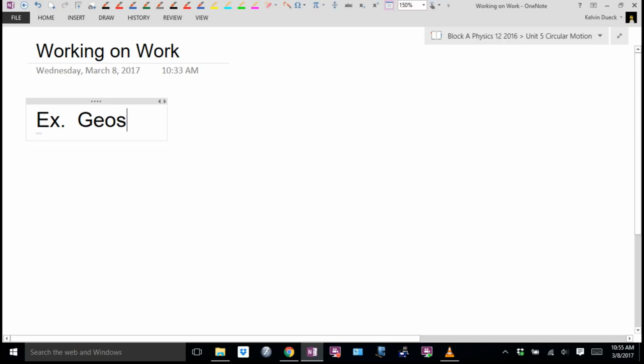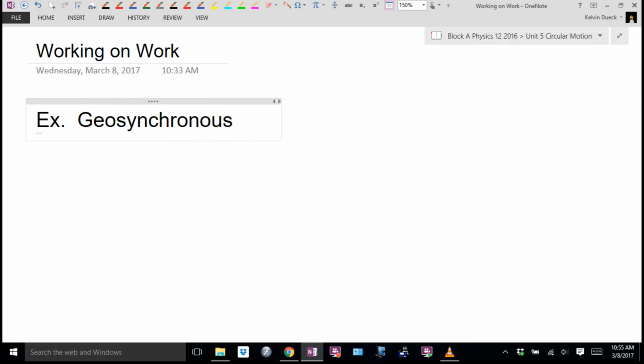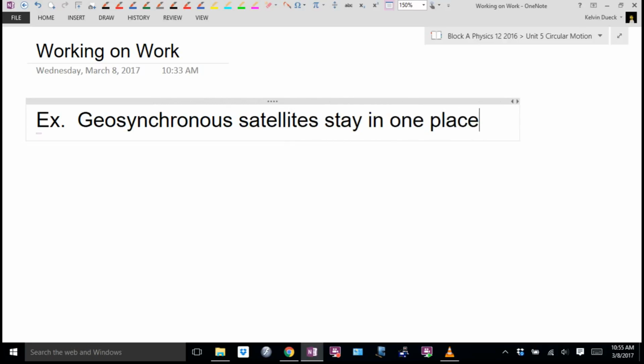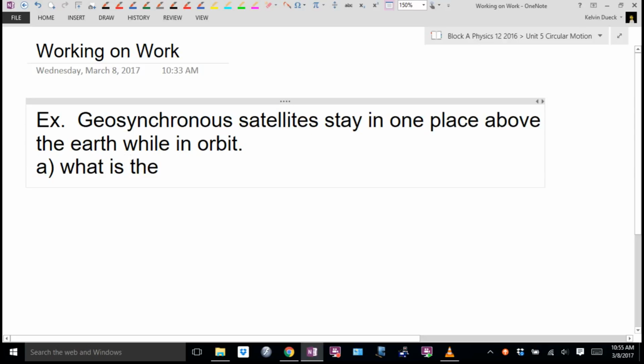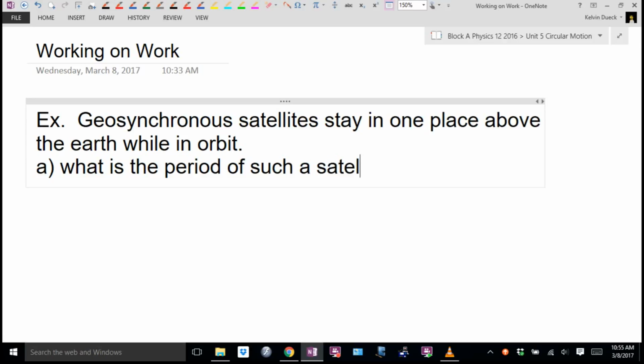This was in the homework, but we're going to talk about it. Geosynchronous, I think that's spelled right. There you go. Satellites stay in one place above the Earth while in orbit. A geosynchronous satellite appears to stay, well, it does stay above the same place on the Earth while it's in orbit. So the first question is, what is the period of such a satellite?